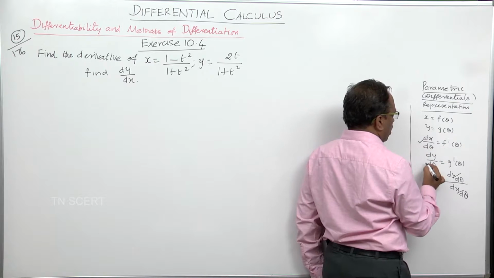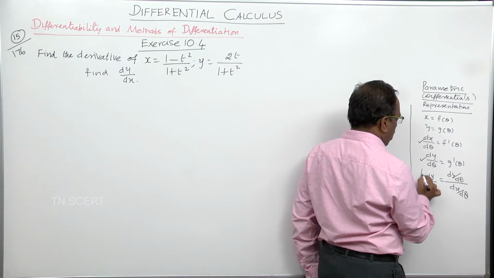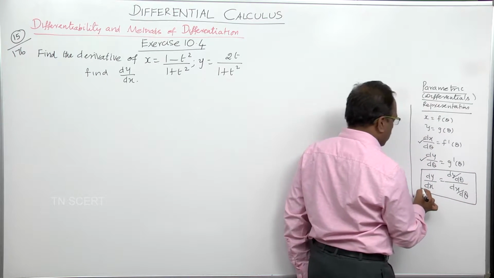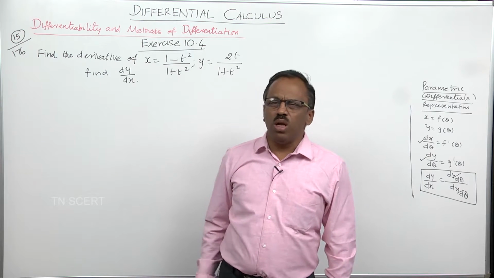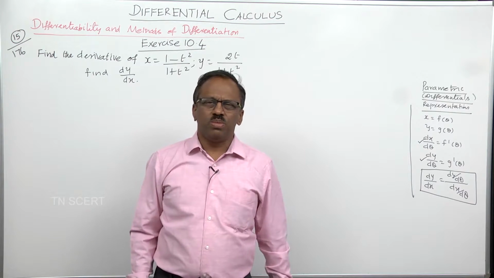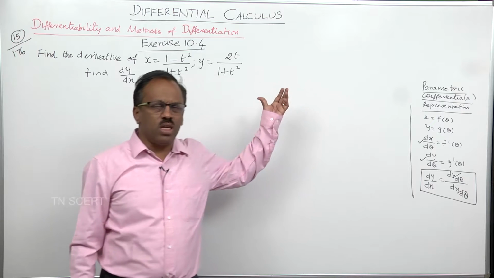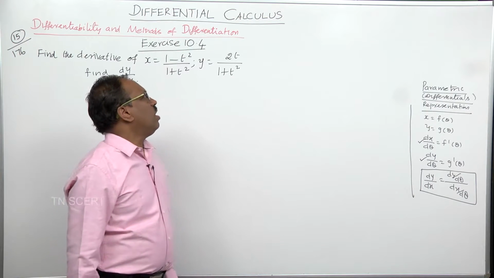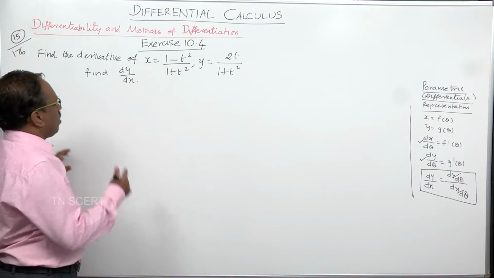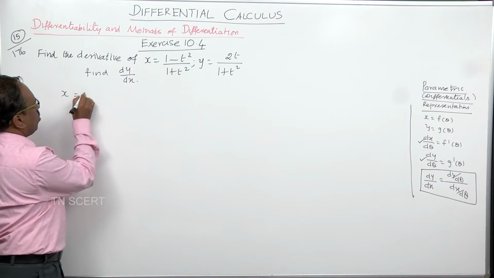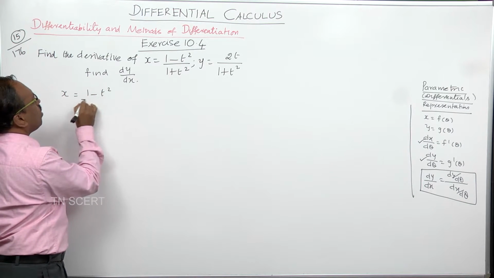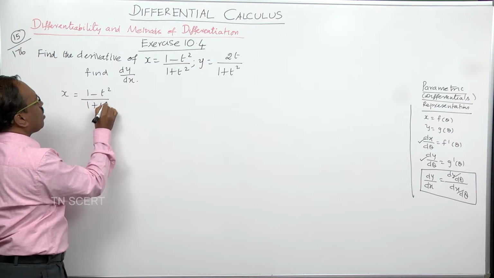Now, this is one thing, and second, finally we are bringing it in terms of this. This formula only holds good for this problem. Instead of theta, we are going to take t. Let us see, what is x here? x is equal to 1 minus t square by 1 plus t square.